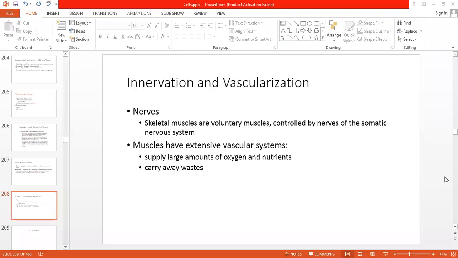Innervation and vascularization. Nerves: skeletal muscles are voluntarily controlled by the nerves of the somatic nervous system. Muscles have extensive vascular systems that supply large amounts of oxygen and nutrients and carry away waste.